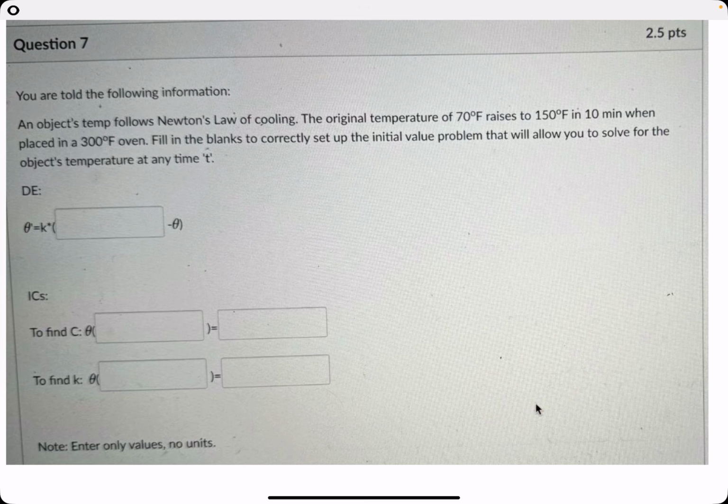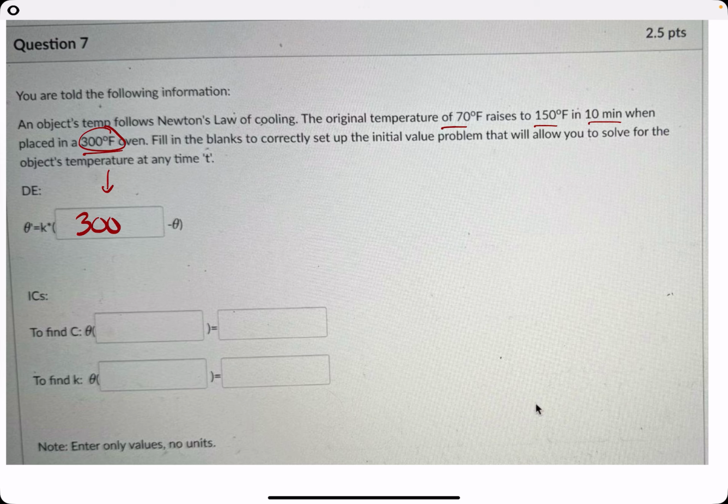Number 7, you were told the following information. Following Newton's law of cooling, the original temperature of 70 raises to 150 in 10 minutes when placed in a 300-degree oven. Okay, so we're setting up the initial value. I'm pretty sure the surrounding temperature is what goes in the differential equation. So I believe 300 degrees is the surrounding temperature. So now to find k.